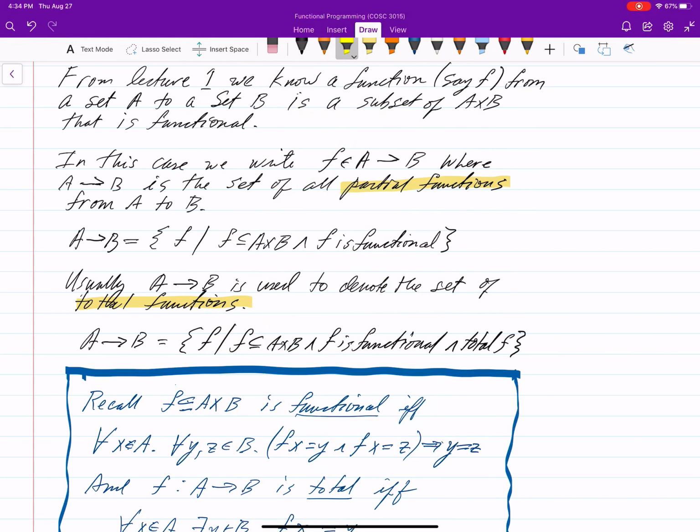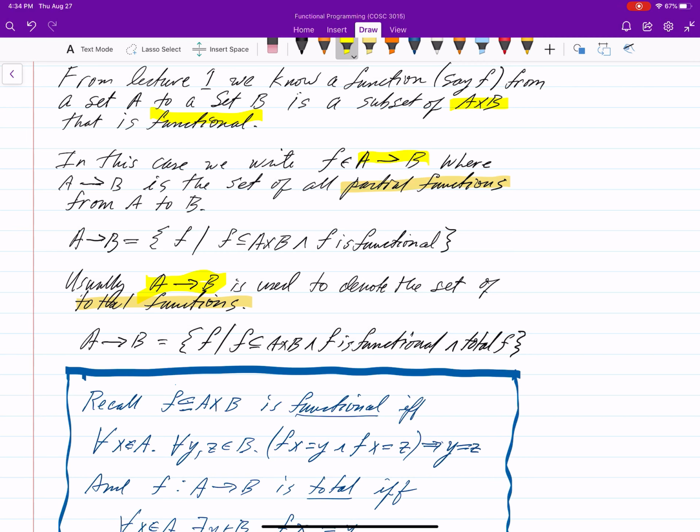So, for example, we know what a function is. It's a subset of A cross B that's functional. And those two conditions give you the partial functions. And they typically write partial functions like this, as opposed to the full arrow for total functions.